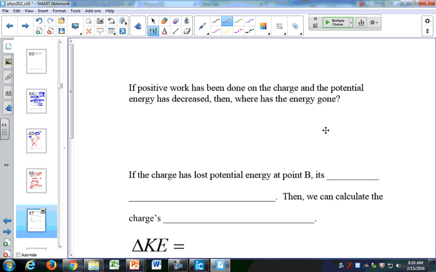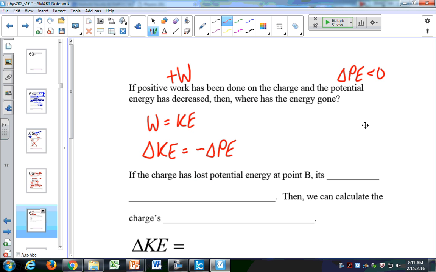Okay, so if positive work has been done on the charge and the potential energy has decreased, the change in potential energy has been less than 0. So where has that energy gone? What's happened to it? Right, it turned into kinetic energy. So any of the work that's been done here has turned into kinetic energy. In particular, our change in kinetic energy is going to be the negative of our change in potential energy, because it's decreased. This value is negative, so we take the negative of it, which is going to be 1/2 mv squared.